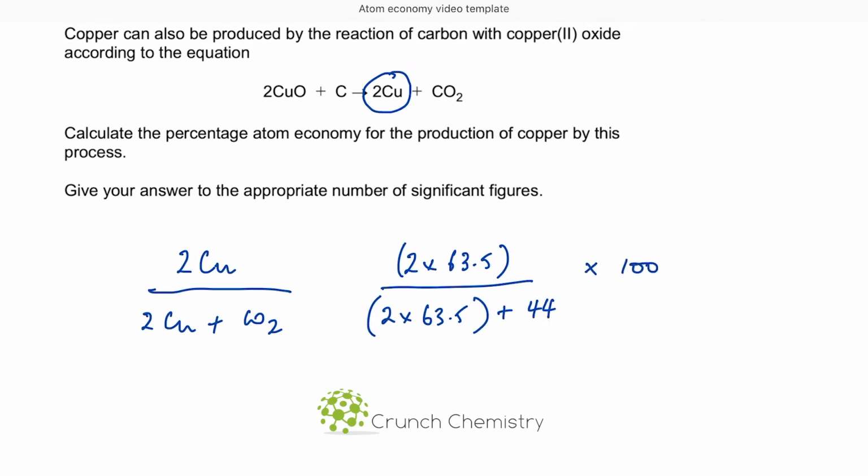Multiply that by 100, and the answer comes out to be 74.269. Give your answer to the appropriate number of significant figures. In this case, it's going to be 3, because the molar masses from the periodic table are all quoted to 1 decimal place, essentially 3 significant figures. So my final answer would be 74.3%.